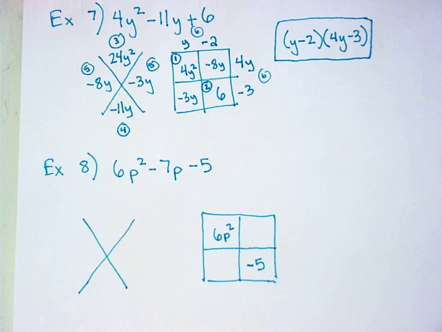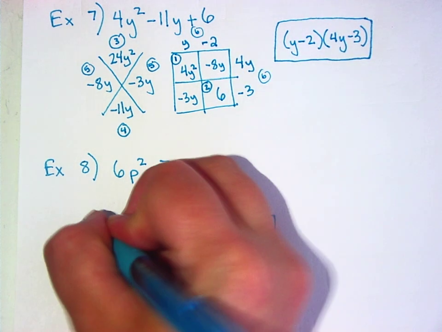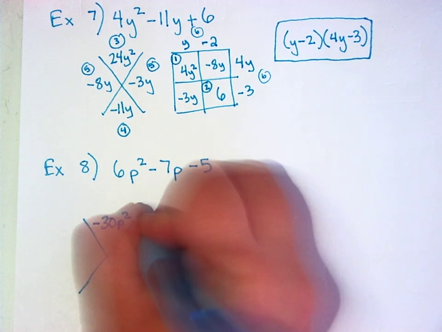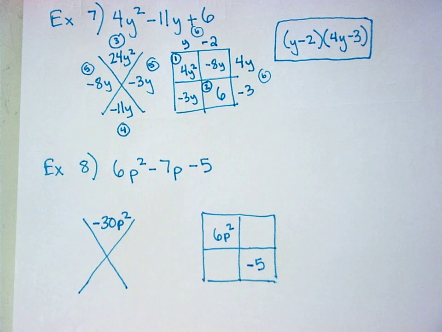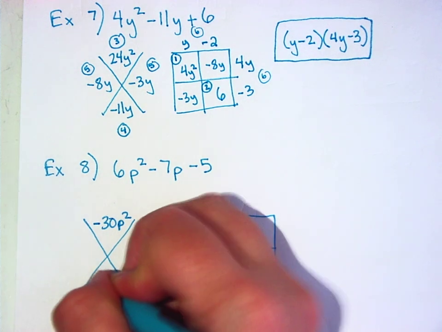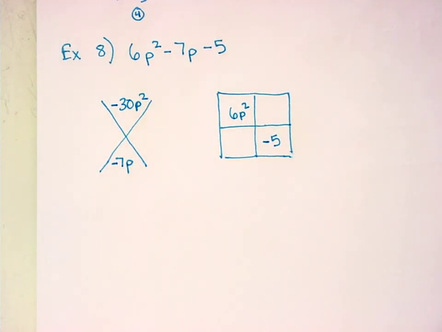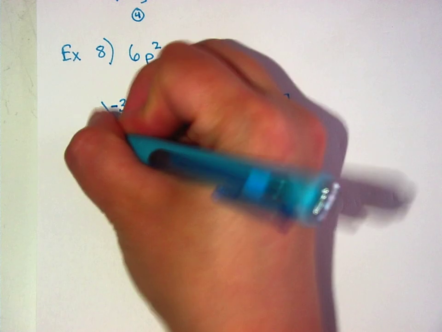Now what? Multiply them for the top of the X, which is negative 30p squared. The bottom is negative 7p. Two things that multiply to get negative 30p squared and add to get negative 7p. 10 and 3. Which one's negative?